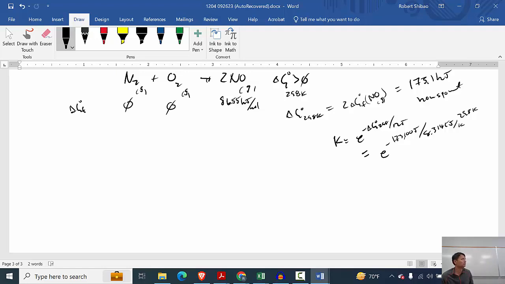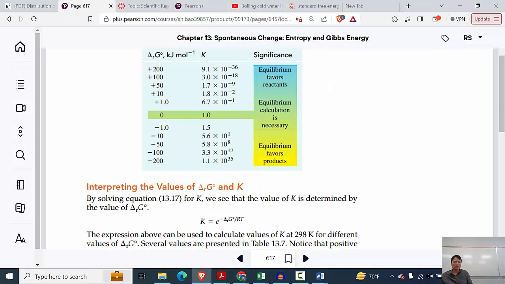Let's see what that number comes out to. So do negative 173,100 divided by 8.3145 divided by 298. And I get a K at 298, because K varies significantly with temperature as well. So this K value is going to come out to 4.561 times 10 to the minus 31. This is a very small K value.